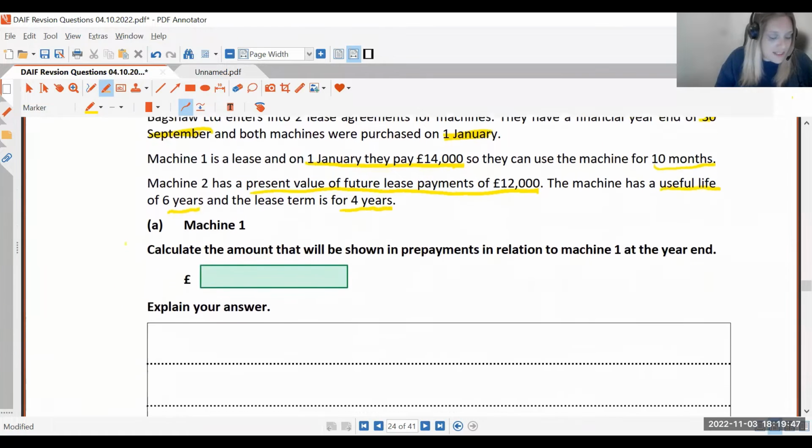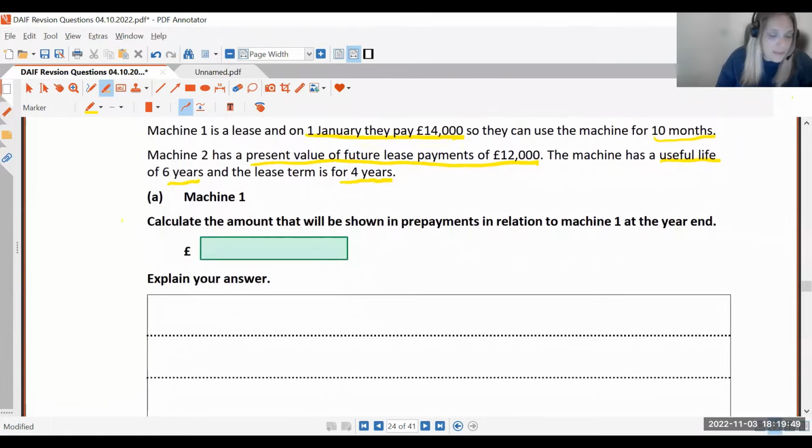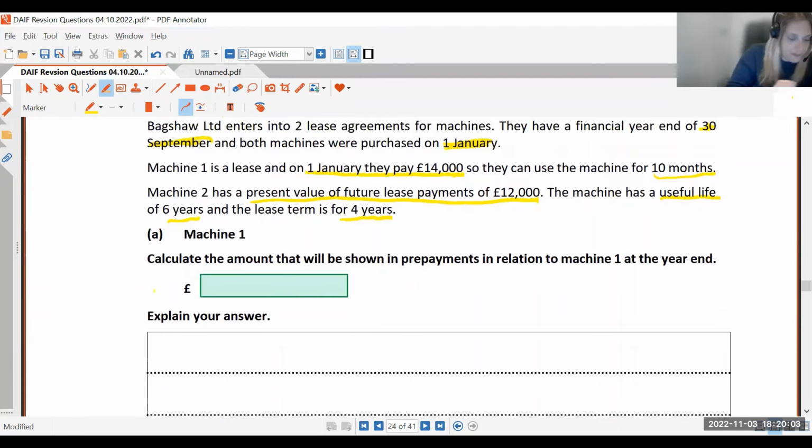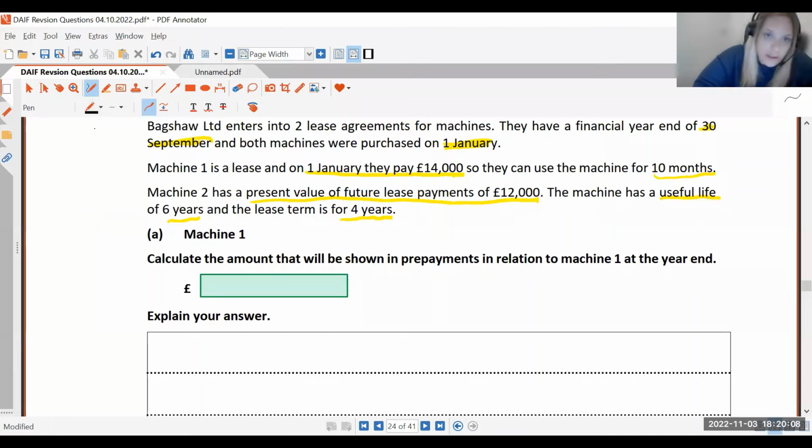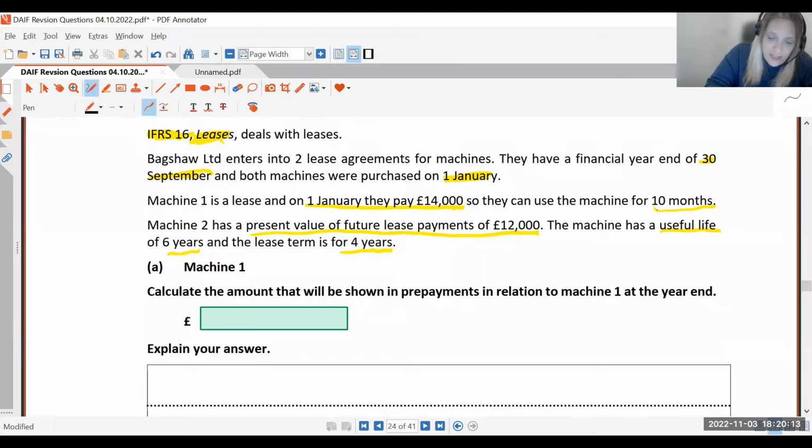Part A of the task asks us to calculate the amount that will be shown in prepayments in relation to machine 1 at the end of the year and then to explain our answer. So with a task like this, it's probably easier to do the explanation as we're doing the calculations. We can see that machine 1, they plan to use for 10 months. As it is 10 months, that makes it a short-term lease because it's less than 12 months.